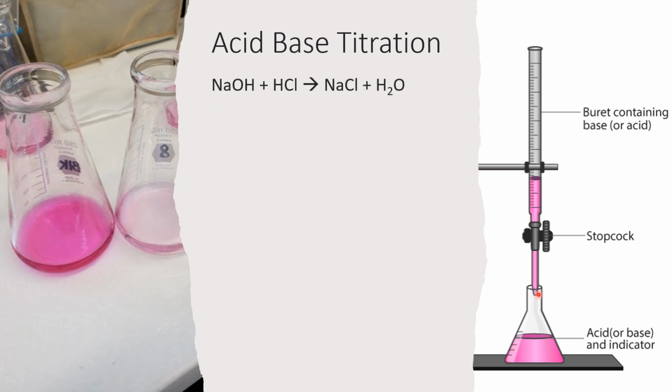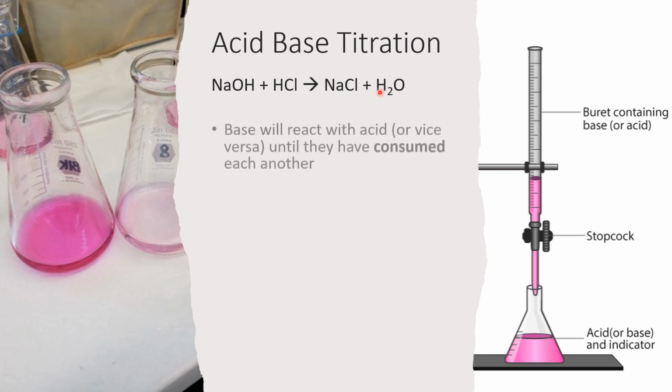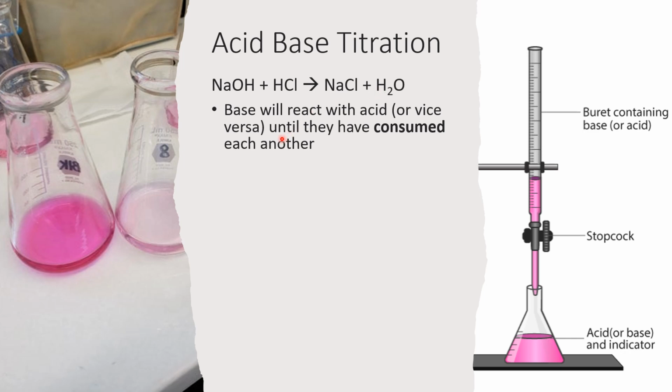Here is a typical acid-base titration. NaOH, a strong base, is reacted with HCl, and when this base reacts with this acid, we get what is known as a salt, an ionic compound, and water. One thing that's important to take note of here is that the base will react with the acid, or the other way around, until they have actually completely consumed one another. You can actually think of them as eating each other up. And in the process of eating each other up, they make these new compounds, salt and water.